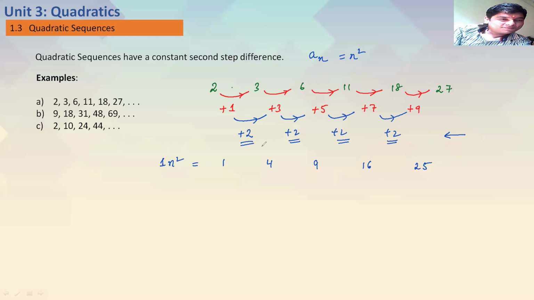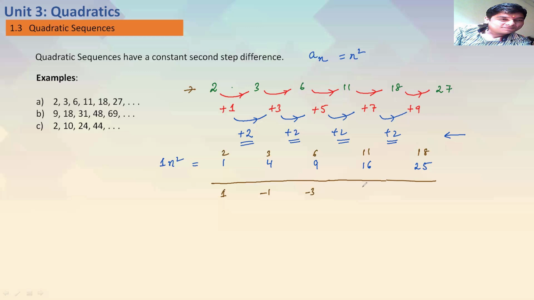Okay. Above this, you are going to place the original sequence. So this is going to be 2, 3, 6, 11, 18. Come on, let's find out the differences. What do you think the differences are? 2 minus 1 is 1. 3 minus 4 is -1. 6 minus 9 is -3.